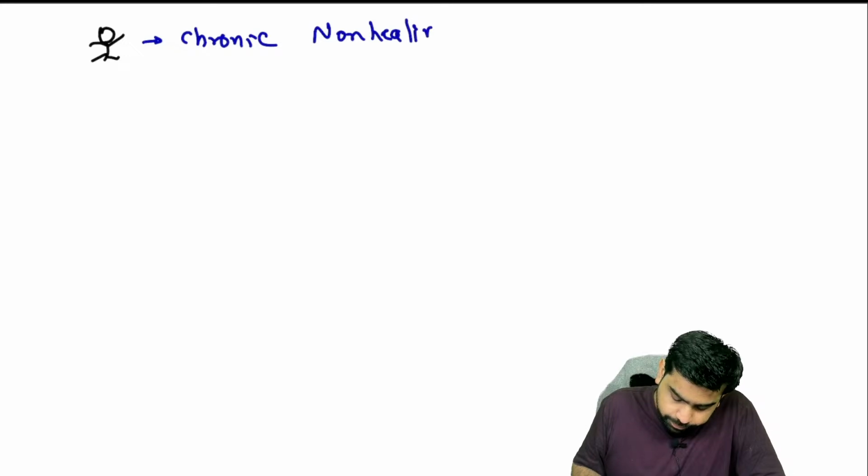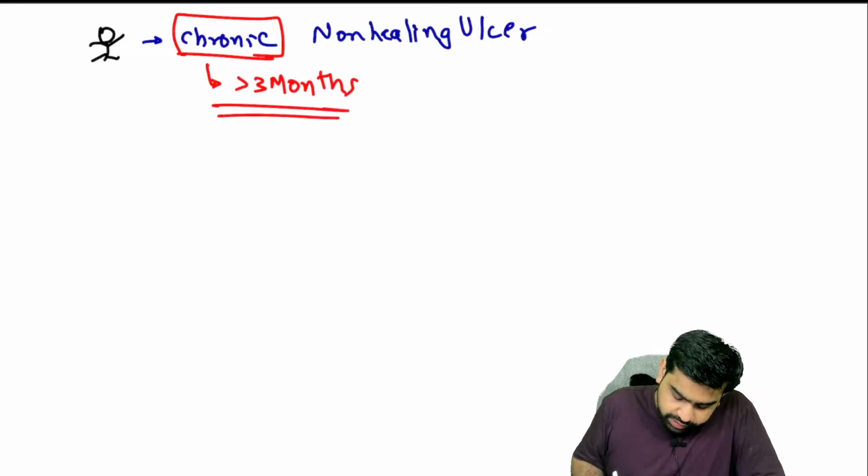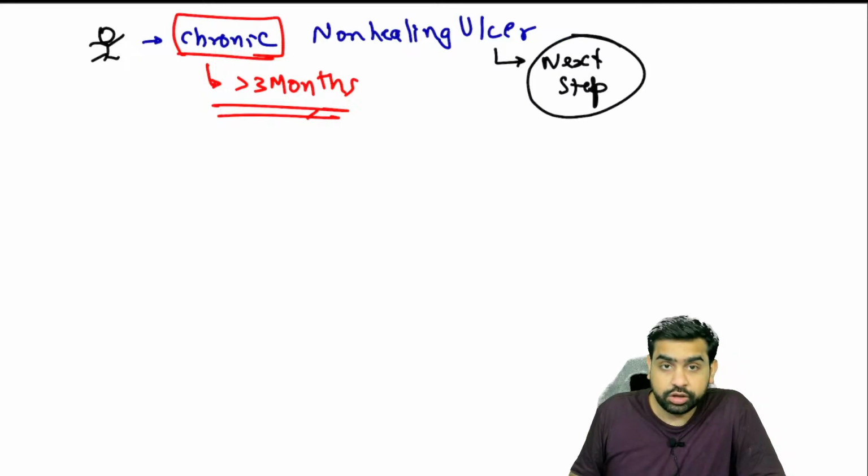Non-healing ulcer. So for what is this particular chronic? Chronic basically means more than 3 months. So more than 3 months have happened and the ulcers are not healing. So if I ask you what is the next step in this particular patient?